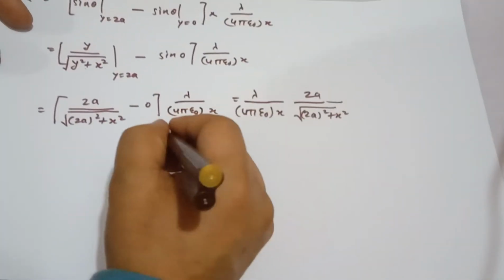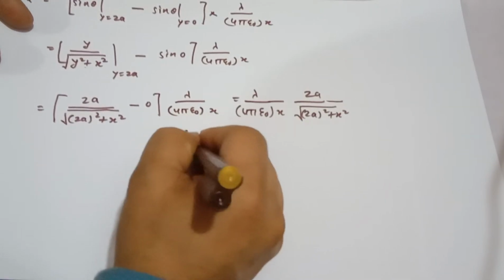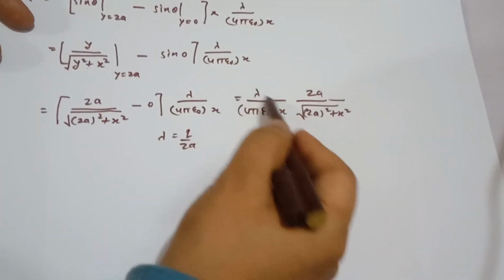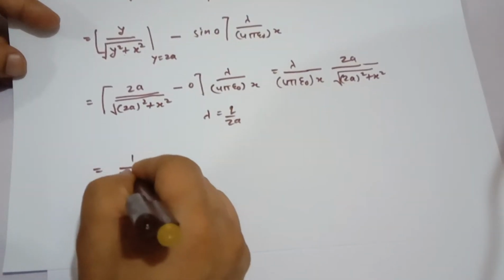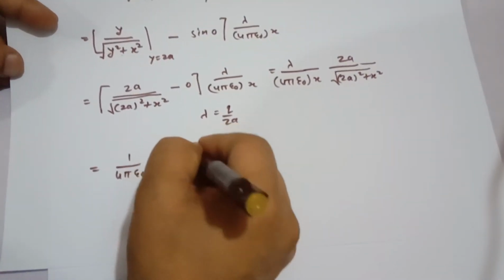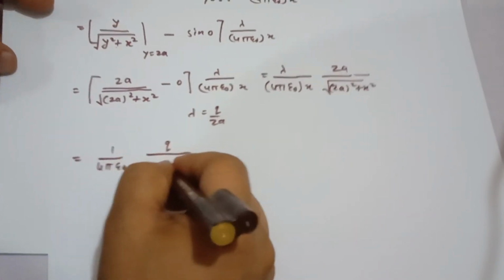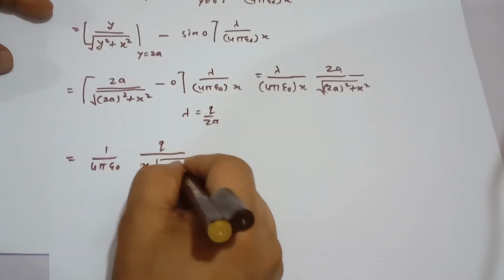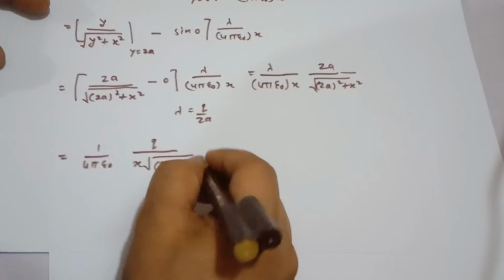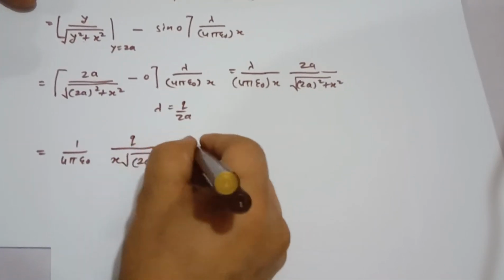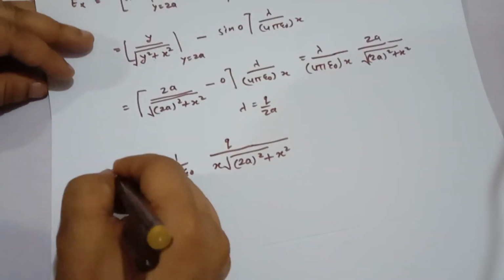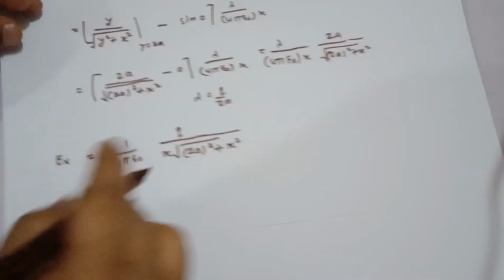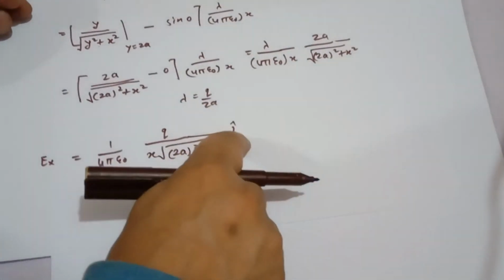And we know that lambda is q upon 2a. So when we put the value of lambda here, 2a would be cancelled out. So that would be 1 upon 4 pi epsilon naught into q divided by x into the square root of 2a whole square plus x square. So that is the electric field along x-axis. So you can write here i, which is the unit vector of i.